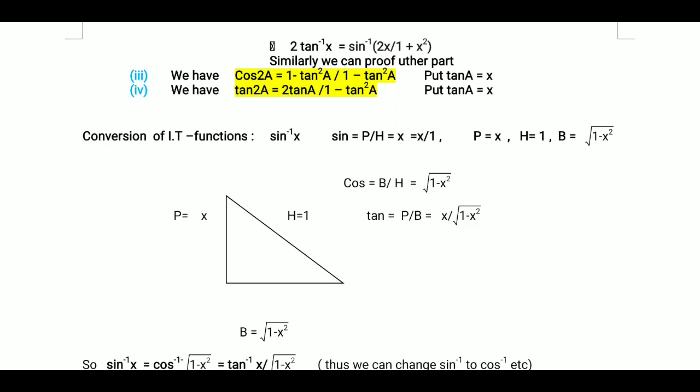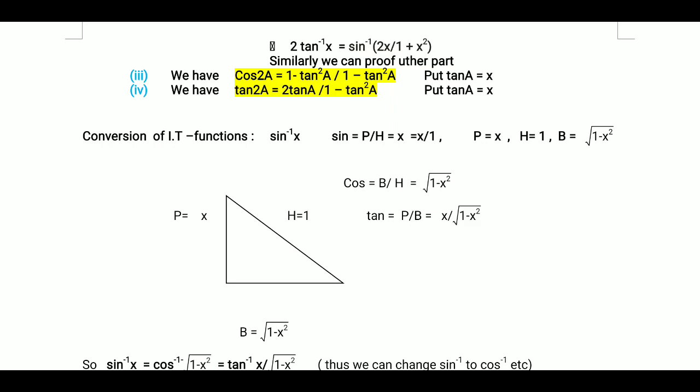We know that sin is the ratio of perpendicular and hypotenuse in a right triangle. If sin inverse x, here x is equal to perpendicular upon hypotenuse, that will be x upon 1. It means its perpendicular is x and hypotenuse is 1 in a right triangle. And now we calculate the base using Pythagoras. So we get base is equal to under root 1 minus x square.